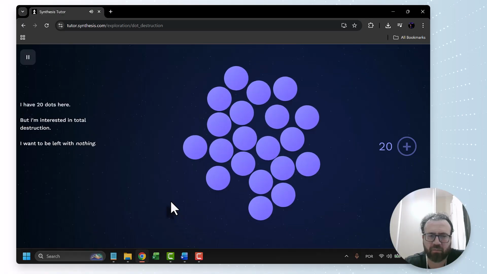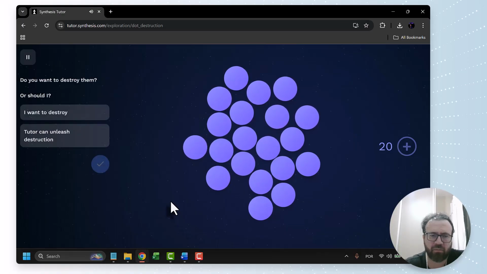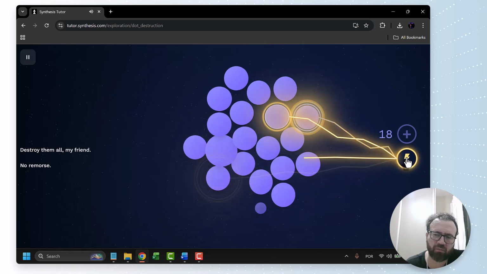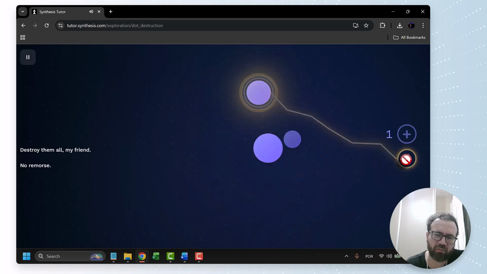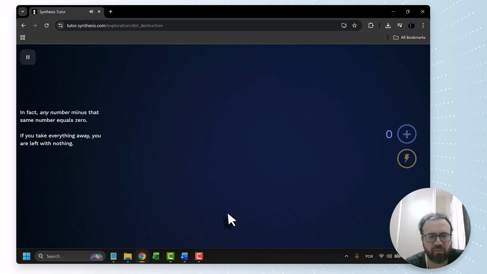I have 20 dots here, but I'm interested in total destruction. I want to be left with nothing. How many? You know your stuff. Do you want to destroy them, or should I? Destroy them all, my friend. No remorse. All gone. 20 minus 20 equals 0. In fact, any number minus that same number equals 0. If you take everything away, you are left with nothing.